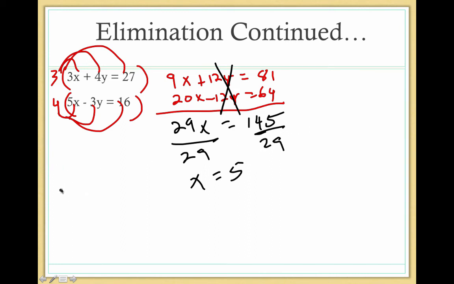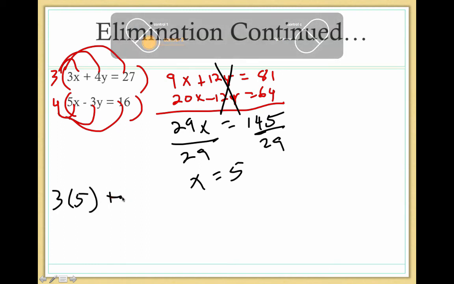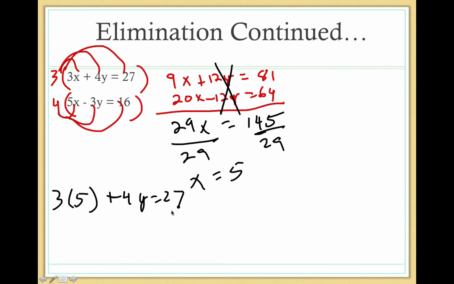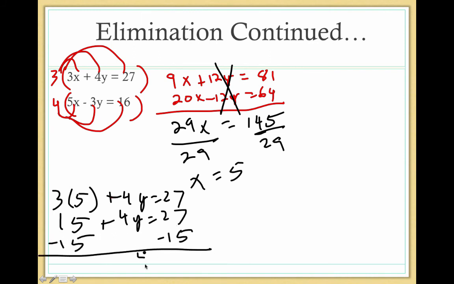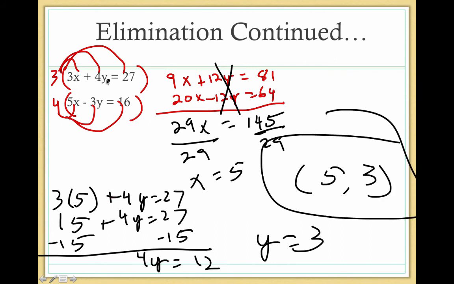And I get 3 times 5 plus 4y equals 27. 15 plus 4y is 27. Minus 15, minus 15. 4y is 12. y is 3. x, y. Plug back in and check it out. I get 15 plus 12 is 27. Good. I get 25 minus 9 is 16. Good. There's our answer.